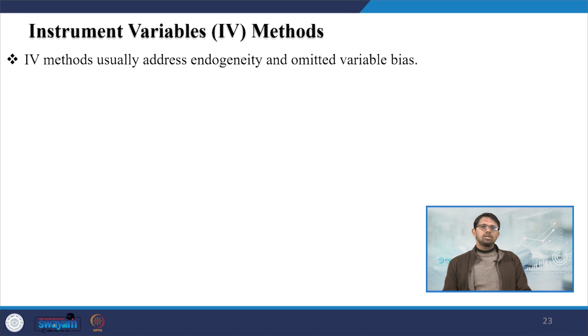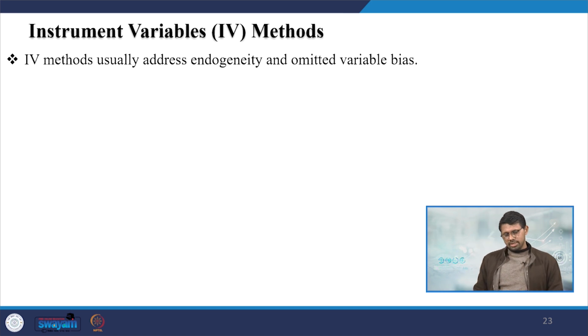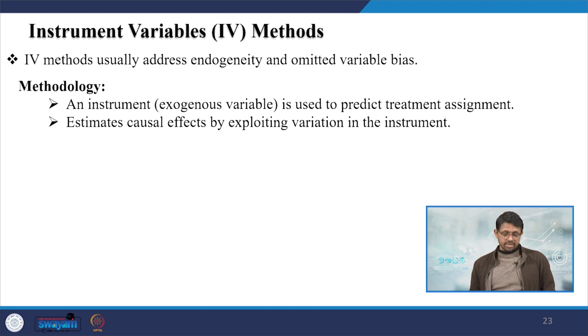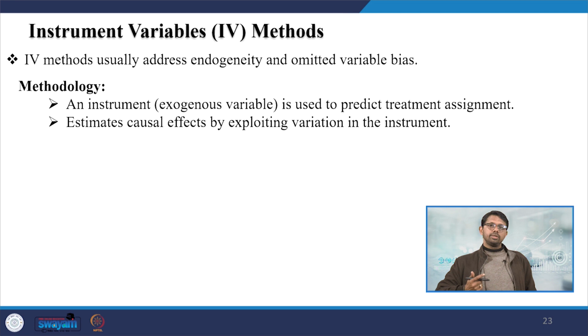Another method is called the instrumental variable method. Usually this is quite important for controlling endogeneity and omitted variable bias, OVB. In short, it is called the IV method. An instrument, that is an exogenous variable, is used to predict treatment assignment, and it estimates causal effects by exploiting variation in the instrument. You can refer to our paper.